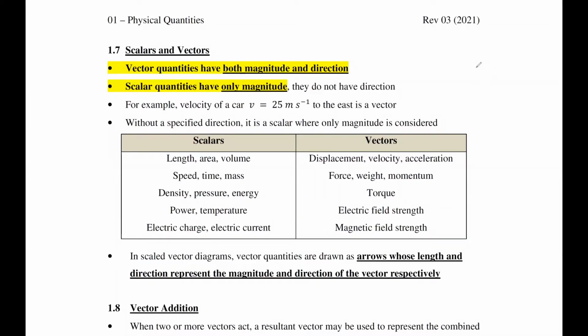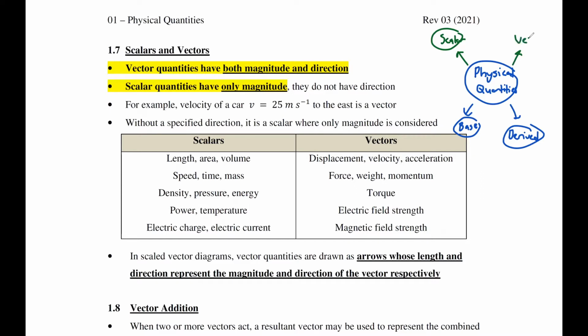Earlier in the chapter, we said that physical quantities can be divided into base quantities as well as derived quantities. Physical quantities can also be divided into scalar quantities and vector quantities. Vector quantities have both magnitude and direction. Scalar quantities have only magnitude. They do not have direction.